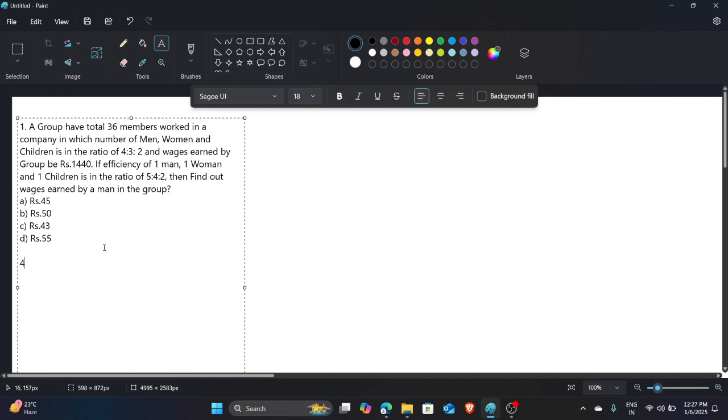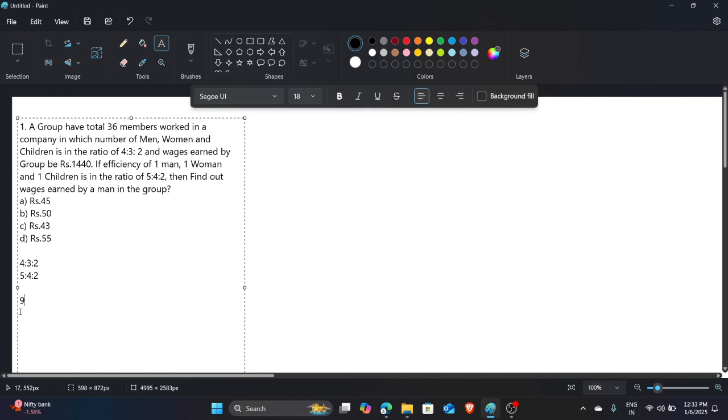So the ratio is 4, 3 and 2. This is the ratio of men, women and children. Now their efficiency ratio is 5, 4 and 2. So there is a member ratio and an efficiency ratio. But in the question, the total members given are 36. So if the total is 36, what is the number of men, women and children?